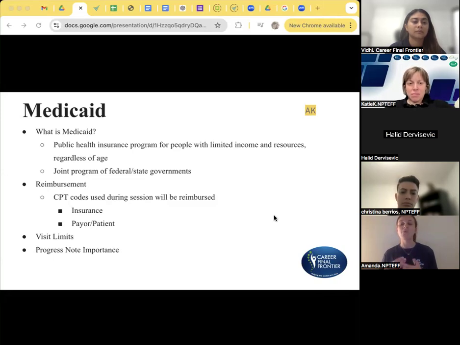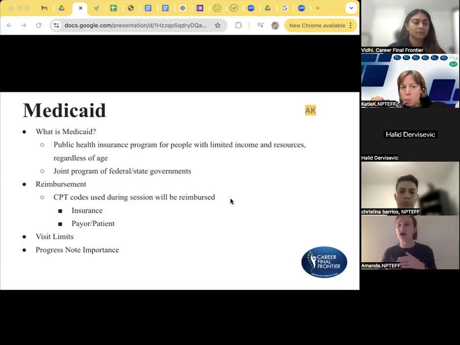How Medicaid does their reimbursements is that CPT codes used during each session will be reimbursed. So this is more what we call a fee for service type. Again, the insurance will cover part of it, the patient will cover part of it as well, but this is more fee for service.